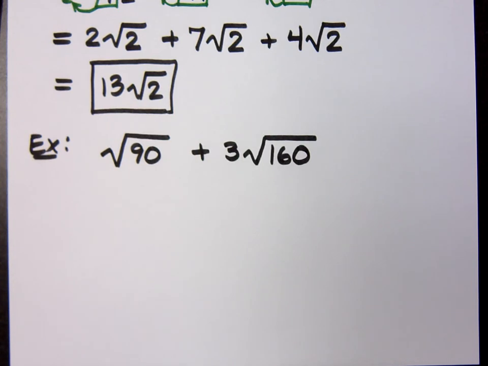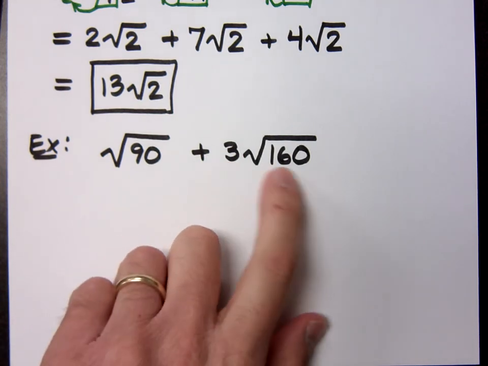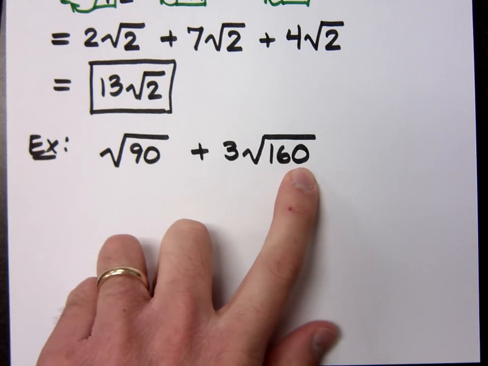Do I have like radicals? You don't have these things. No. Now, I do want to make sure you write things correctly. This is 3 times the square root. This is not a cube root.